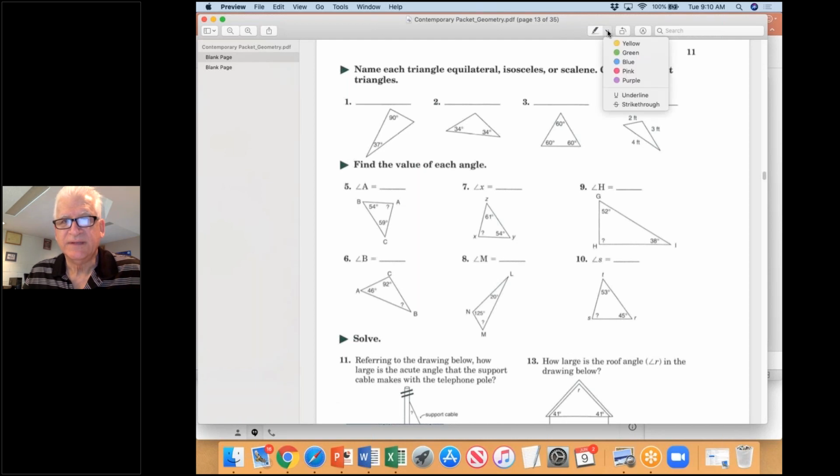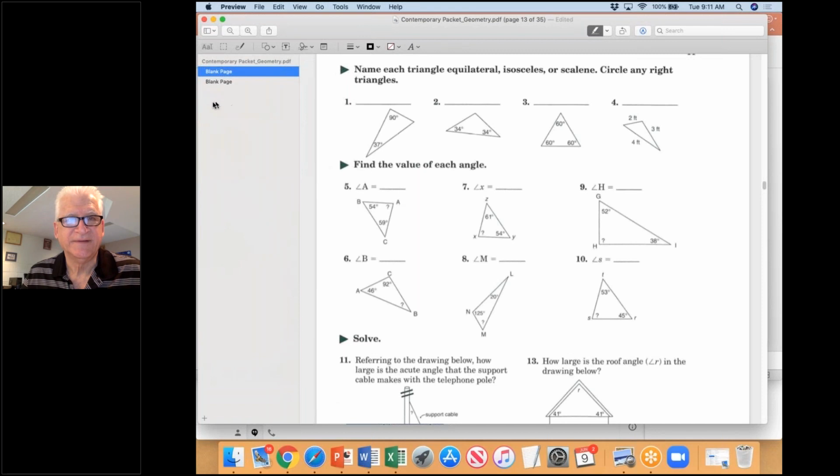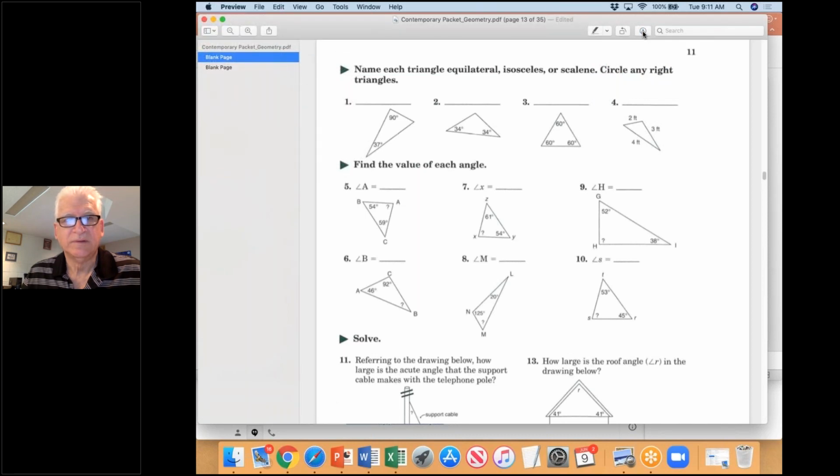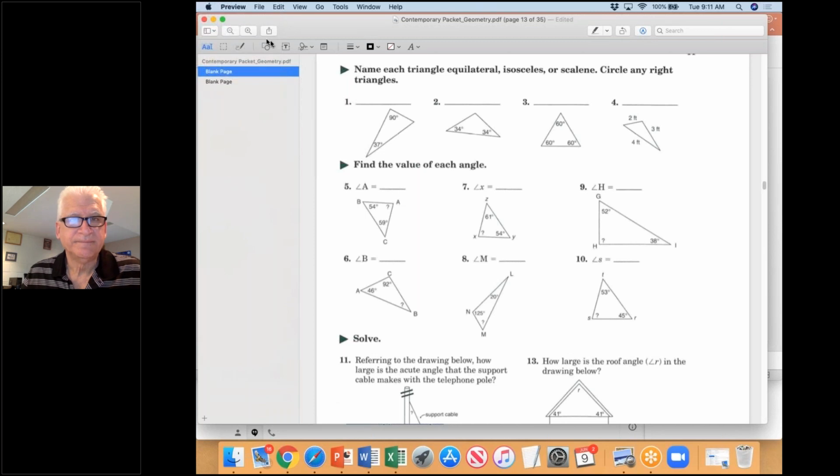I'm going to use my writing tool here. I'm going to do it in blue right over here. Let me select the pen. Sorry, now we got it. Oh well, let's try a few of these.